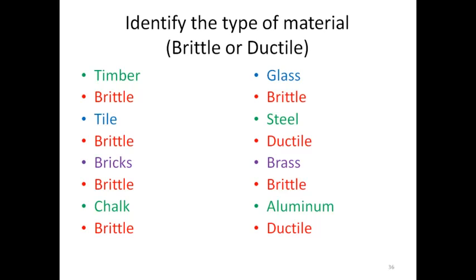So it is a ductile material because it bends to a very large extent, right? And then it fails. Therefore it comes under ductile nature. And at last the question was glass. Identify glass, whether it is a brittle material or a ductile material.